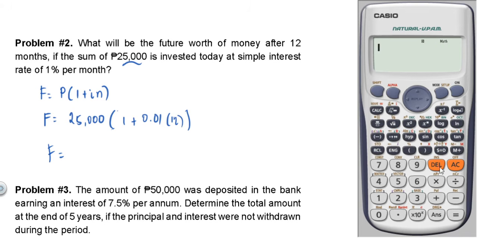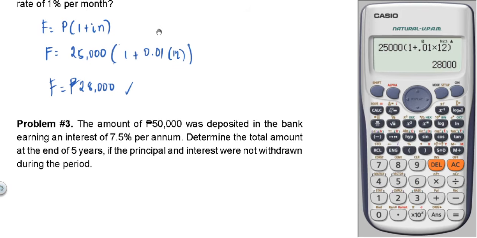25,000 times 1 plus 0.01 times 12. There. Equals 28,000 pesos. There. So, this is your answer. Okay? Madali lang.